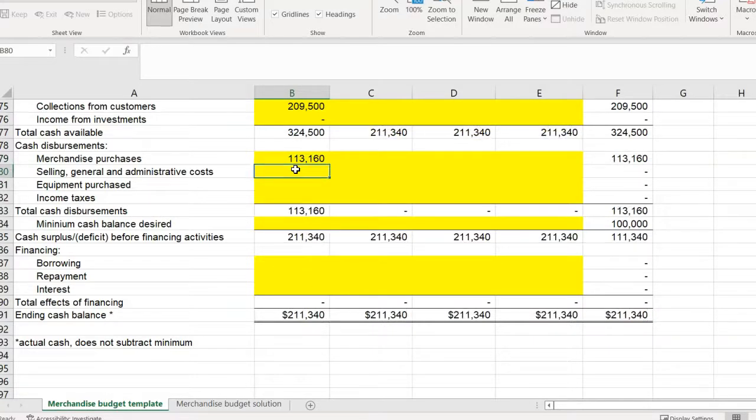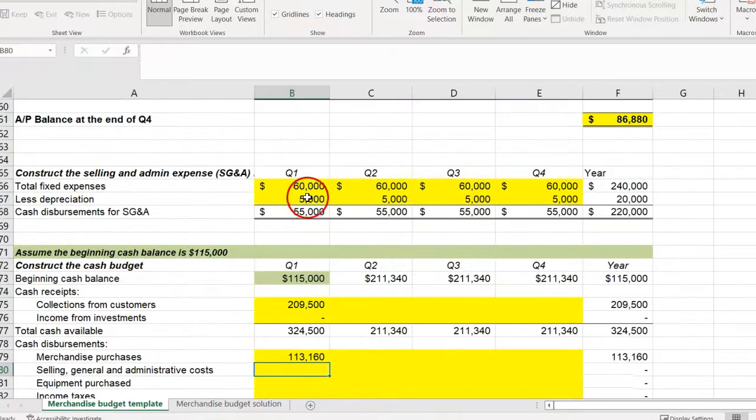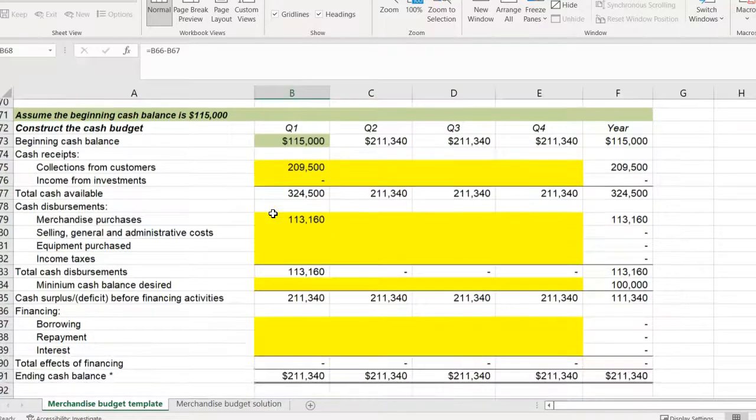Other cash outflows or cash disbursements we have are from our selling, general, and admin budget. So let's go look at that figure. And again, remember, this is our net income, but we took out any non-cash items that were included in the net income to give us our cash figure here. So we've got $55,000 in cash coming out for our selling and admin budget for the first quarter.